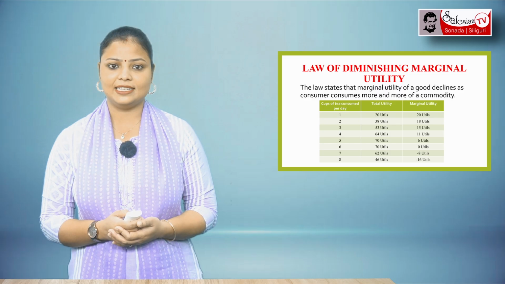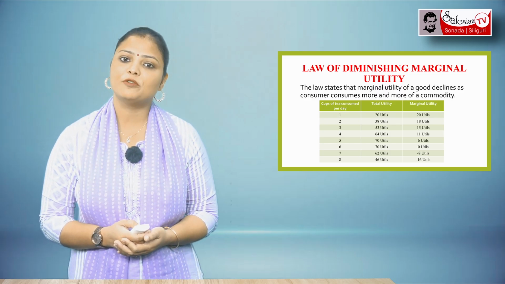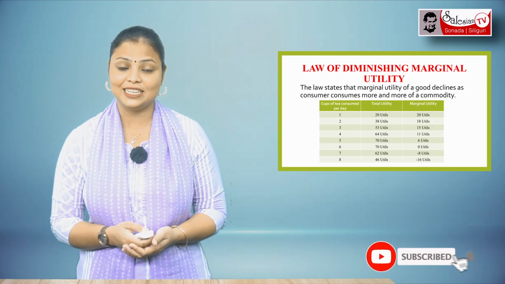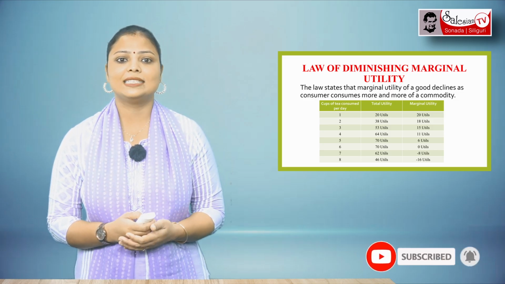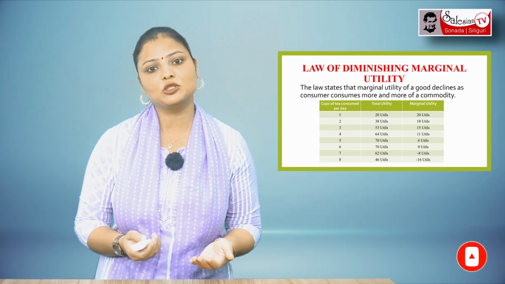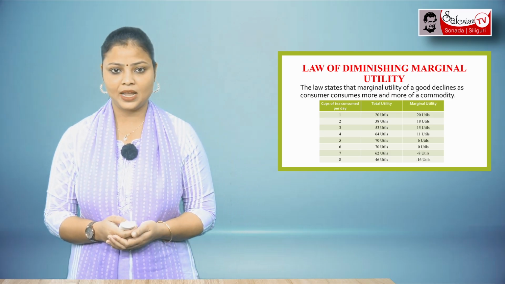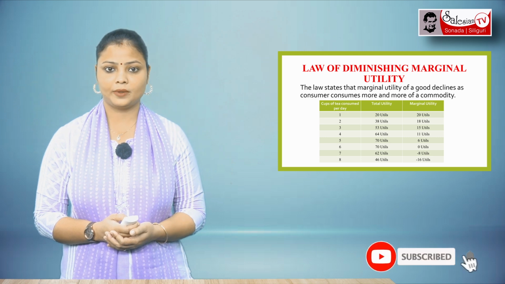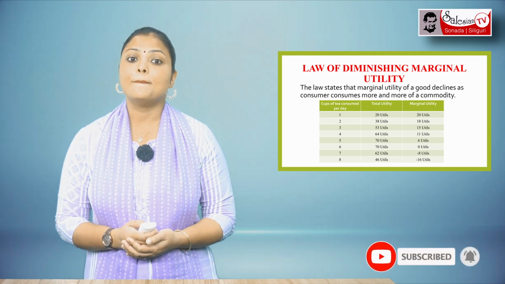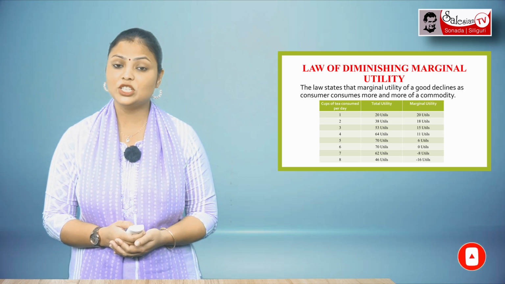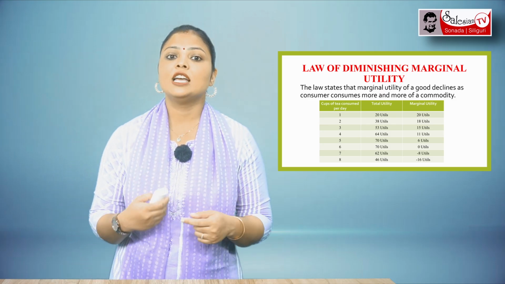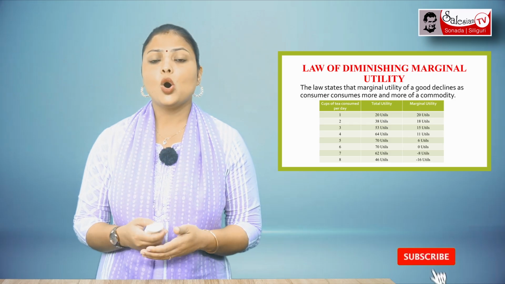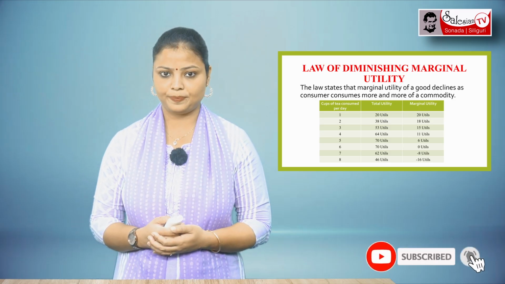Let's now understand this further with the help of a schedule and a graph. I think most of us like to drink tea. So, let us take the first column as cups of tea consumed per day. The second column shows total utility. The third column shows marginal utility, which is the ratio of change in total utility to the change in quantity or units of goods consumed.